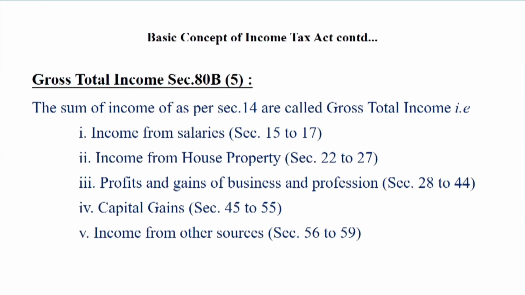We have also discussed the gross total income. First, income from salary, section 15 to section 17. Income from house property, section 22 to section 27. Income from business and profession, section 28 to section 44ADA. Capital gain, section 45 to 55. Income from other sources, section 56 to section 59. The sum of income of the 5 heads is called the gross total income. Gross total income का मतलब 5 हेड की इनकम को सम कर दिया जाता है. That is an example of the gross total income.